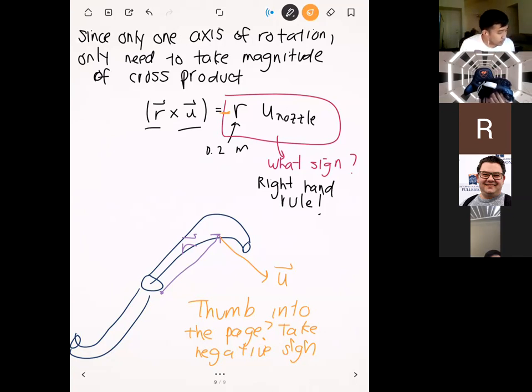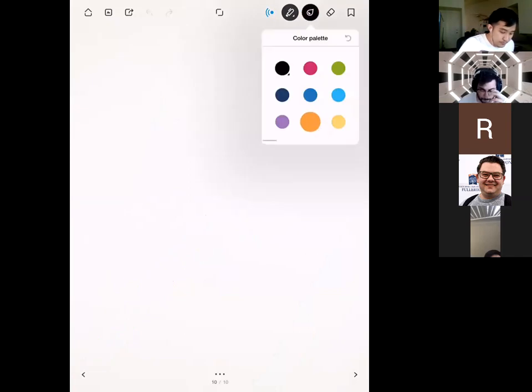Okay. And so now that we've determined the sign and we have everything else in the expression, we can finally go ahead and compute the moment. Okay. And so let's go ahead and put this all together.